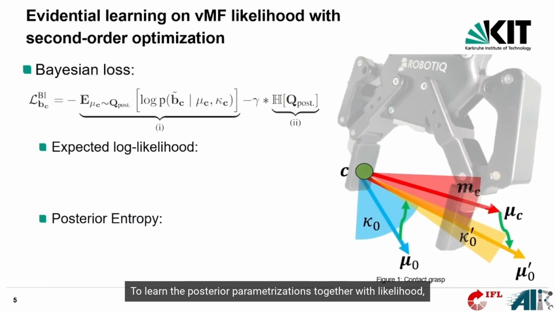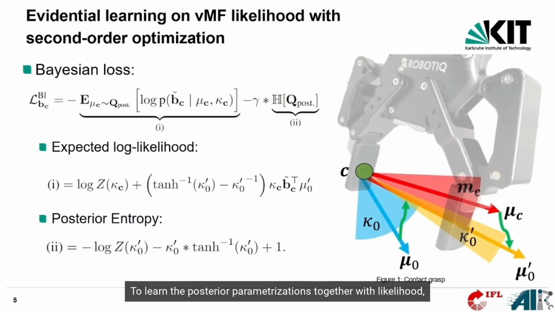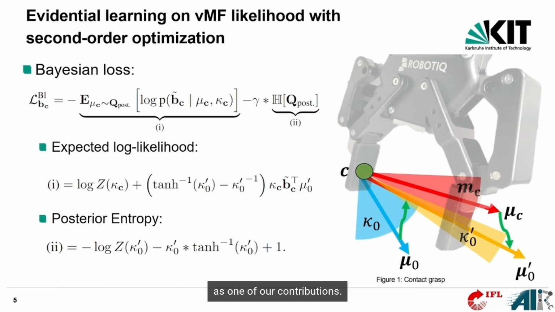To learn the posterior parametrizations together with likelihood, we derive the exact Bayesian loss for vMF distribution, as one of our contributions. Notably, previous works modeled the likelihood with power spherical distribution, which can only lead to the closed-form solution, sacrificing analytical tractability for Bayesian inference.